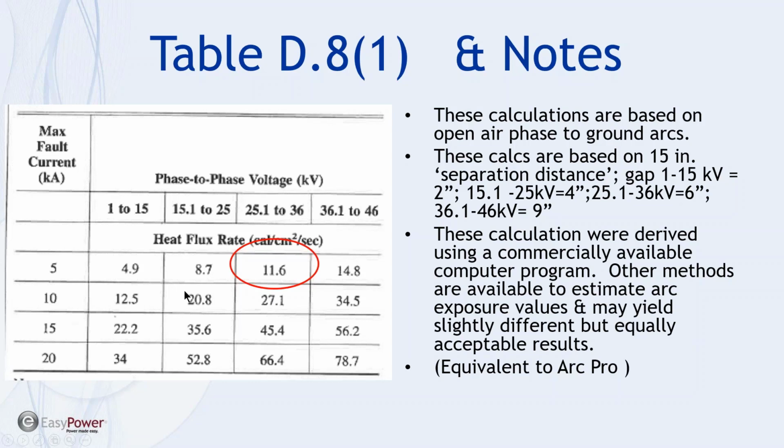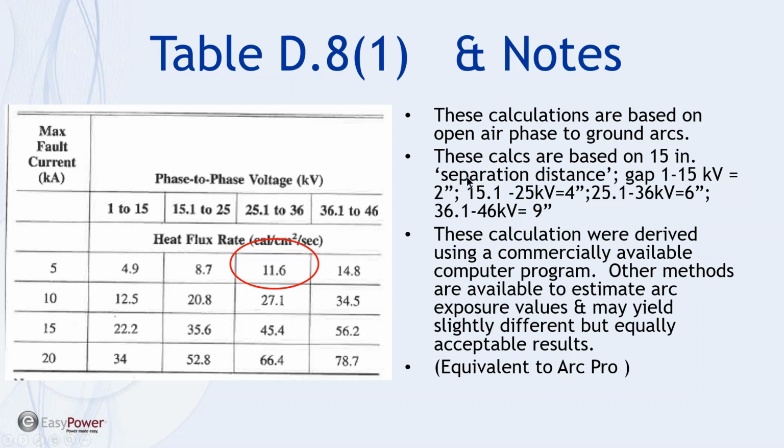In this case, and for this particular table, it was 15 inches, and the air gap is provided specifically for these ranges of voltages. So for 1 to 15K, the air gap is 2 inches for these calculations. For 15 to 25K, it's 4 inches. For 25K to 36K, 6. And for 36, the reason I'm going through this is that I'm going to show, as we go in and look at the different examples in EasyPower, that this is exactly and precisely what's been implemented in the EasyPower solution.